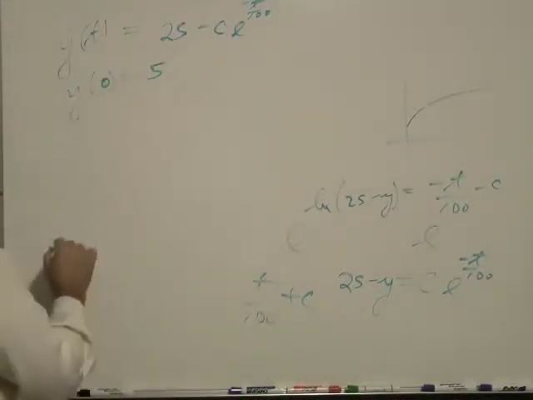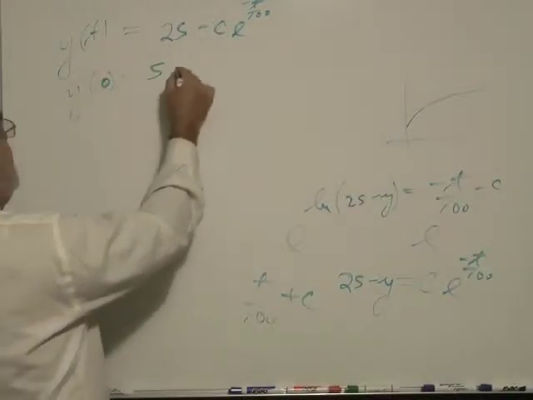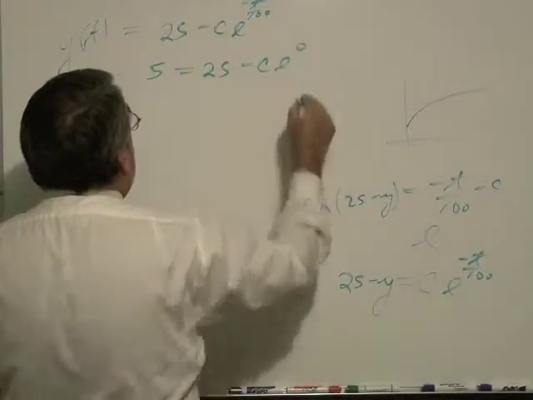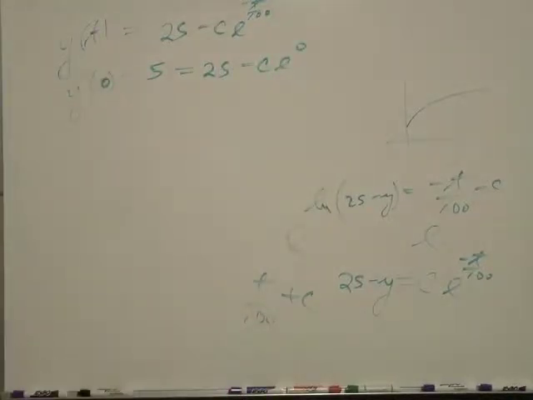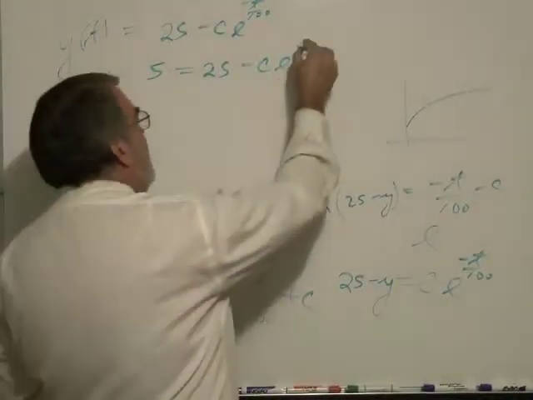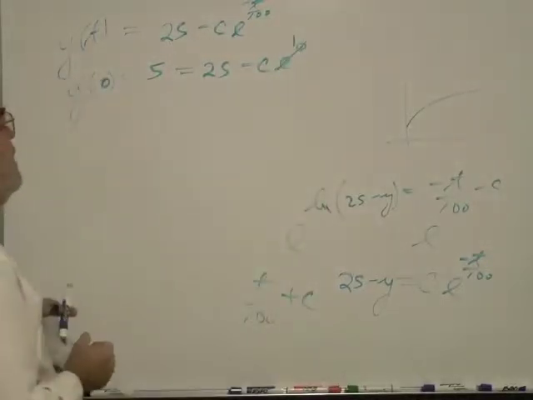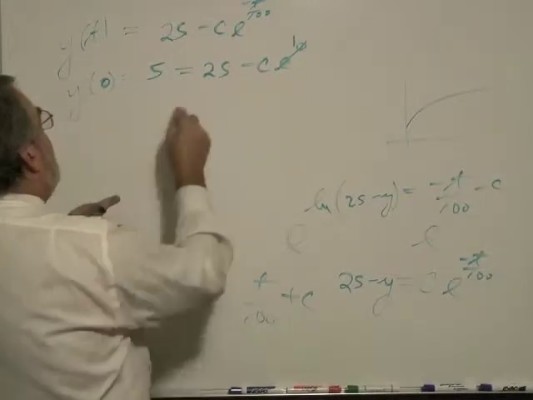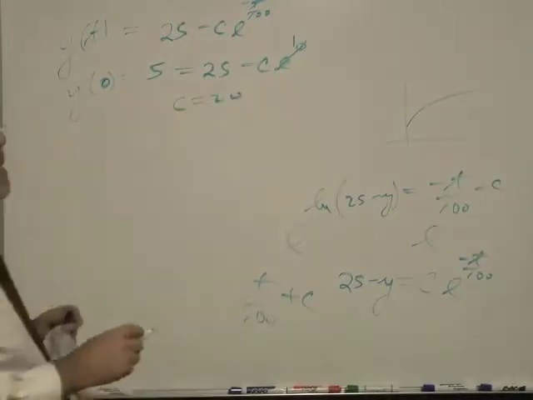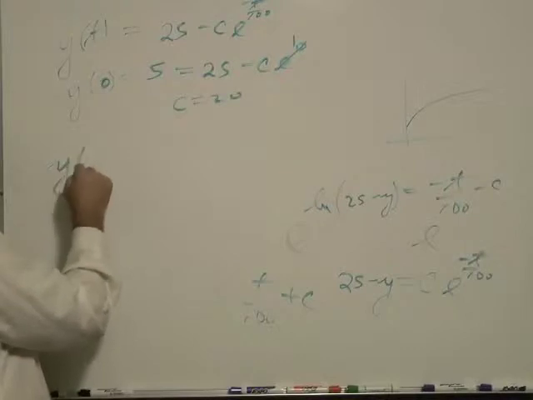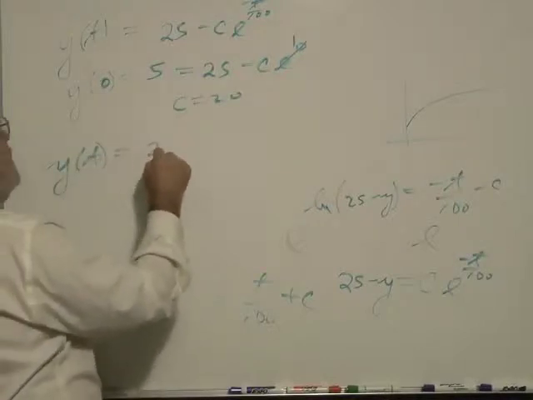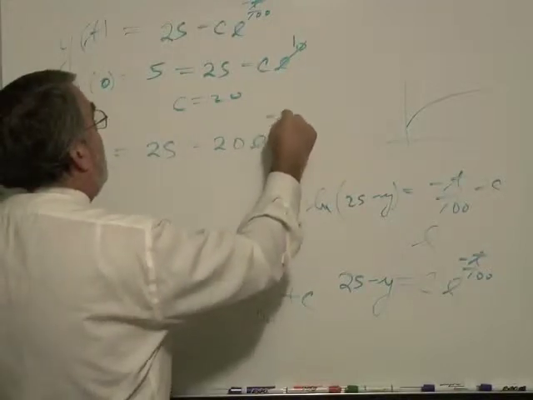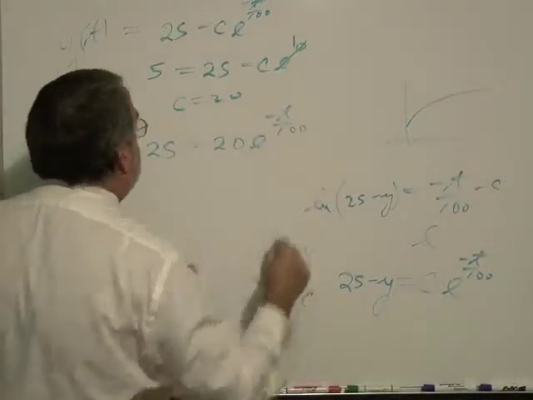All right, so y at 0 equals 5. So if I plug that in here, I get 25 minus c e to the 0 power. And because e to the 0 is 1, you can see that 5 equals 25 minus c, so c equals 20. So my function describing the amount of salt at time t is 25 minus 20 e to the negative t over 100.